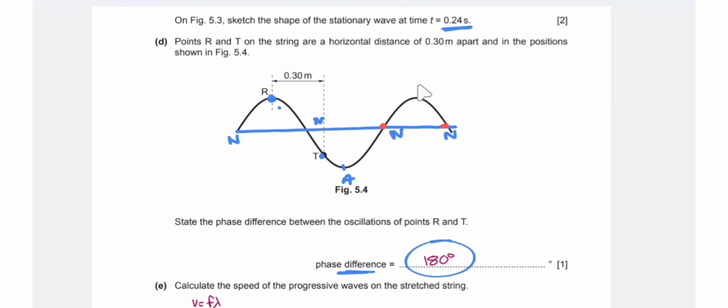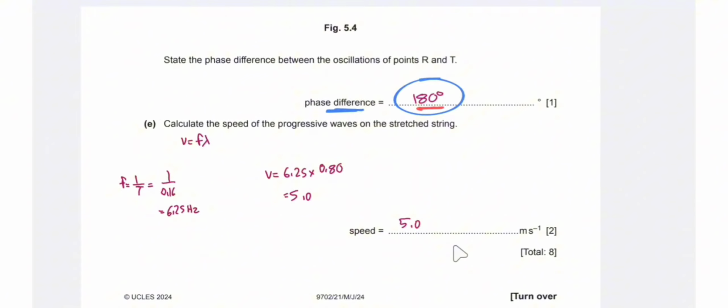If the two points are separated by a node, then the phase difference is 180 degree. But if the two points are within the same loop, then the phase difference is 0 degree. Similarly, right now, point R and T are separated by a node. Since the points are separated by a node, the phase difference is 180 degree.